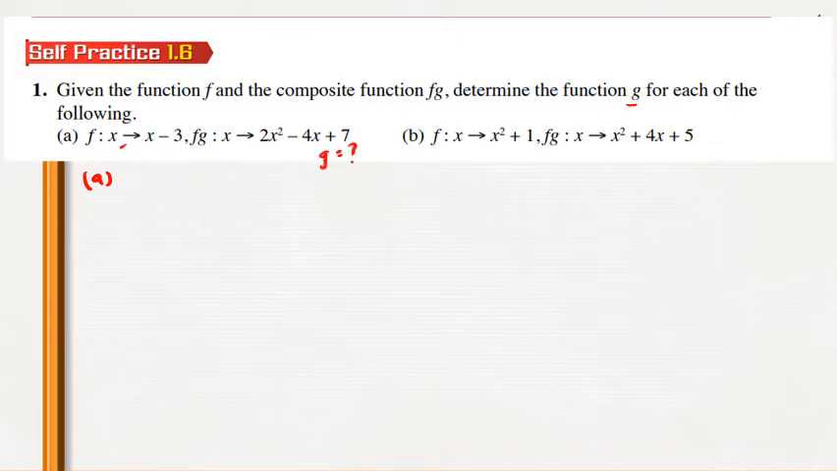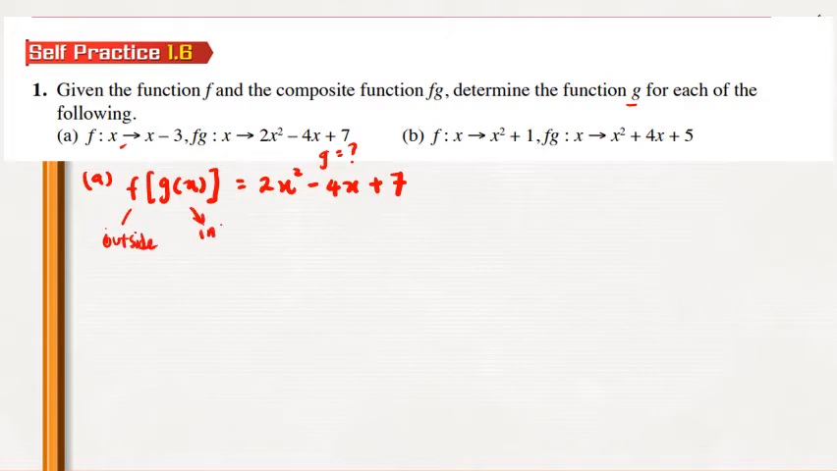Okay, so for this one we need to start with the composite function. Okay, we write back the composite function. Okay, we can do it together with teacher. So, 2x square minus 4x plus 7. Okay, so let's look. This one is outside. So, this one is inside. So, the thing that we want to find is inside. For the inside, we have to refer to example A from the previous part.